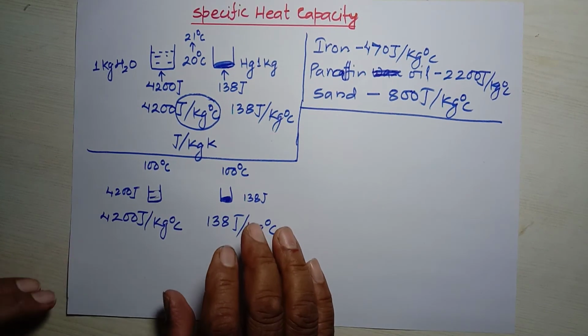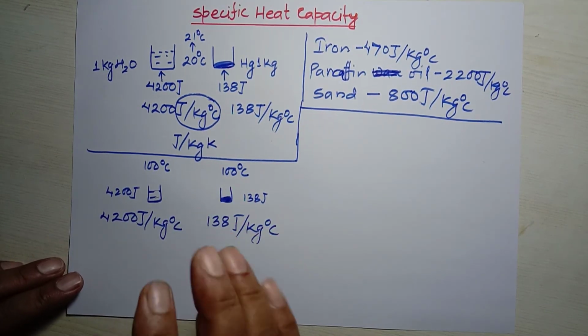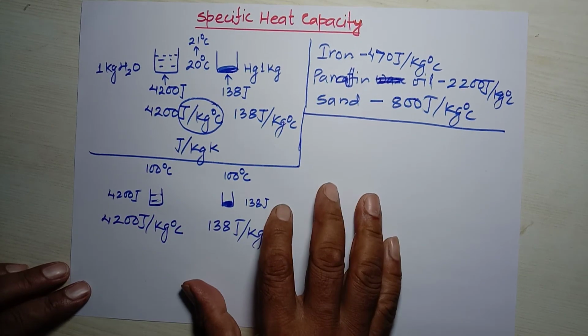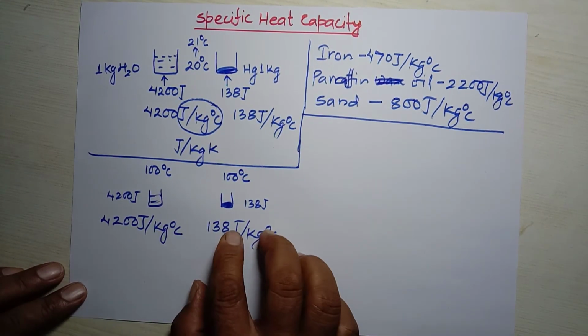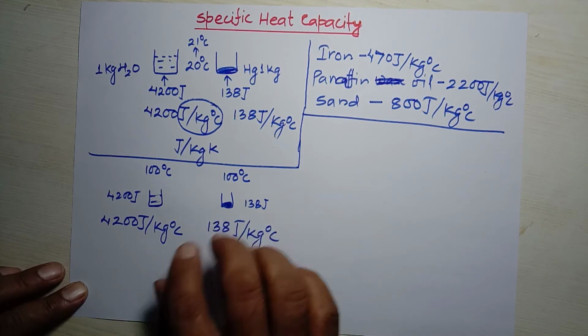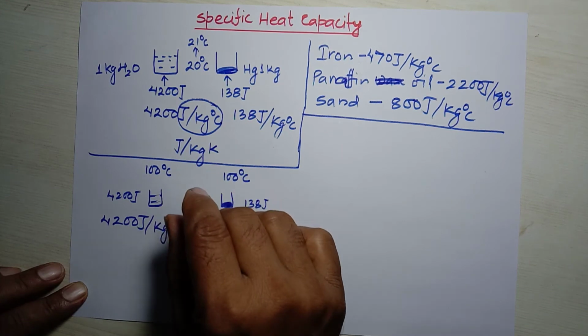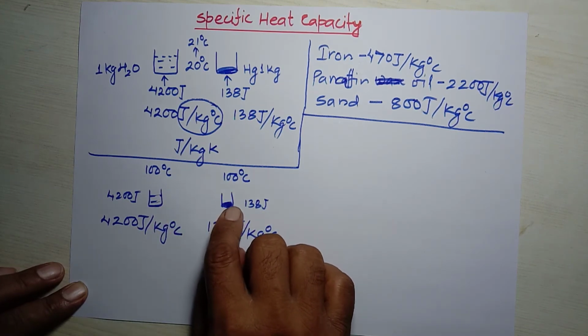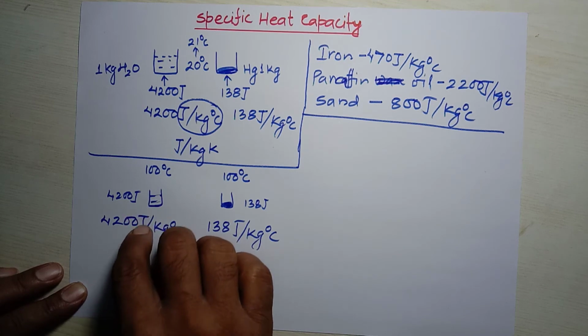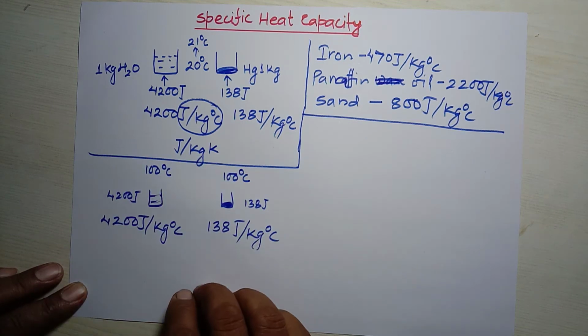It means a substance having high specific capacity takes very long time to be heated up on heating. But if a substance has less specific capacity, it takes very short time to be heated up. The reason is it requires less amount of heat energy, whereas the other requires a high amount of heat energy to go up to the same temperature.